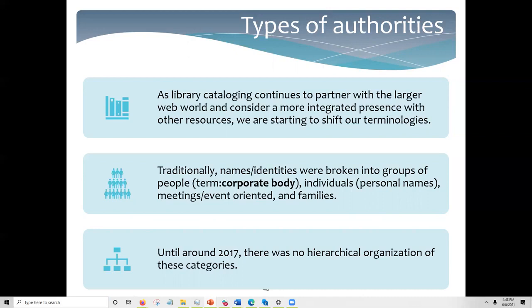So, as we continue to partner with the larger web world, and we're considering integrating our resources and really becoming part of the web world, we're starting to really shift our terminologies in terms of what we are thinking about. Traditionally, names and identities were broken into groups of people, and we already talked about corporate body there, which is the world's worst name. Individuals, personal names, and then meetings and things that were event-oriented, and then families. Until around 2017, there was no hierarchy of organization of these categories. They were just sort of categories in authorities.